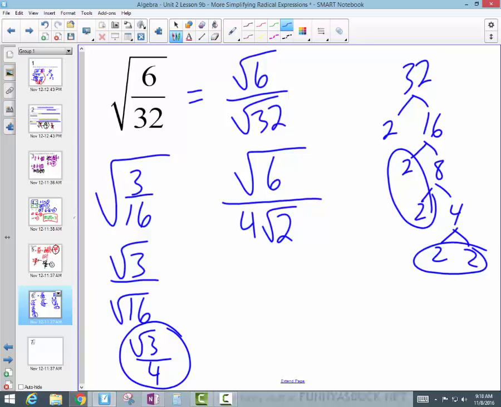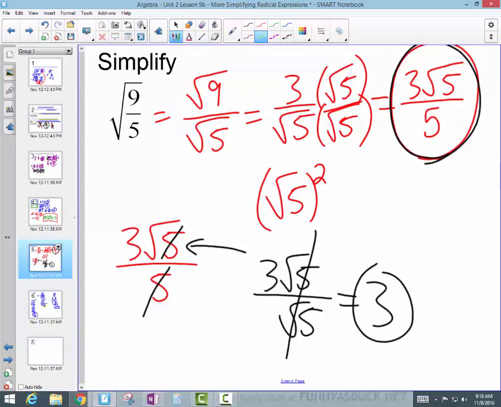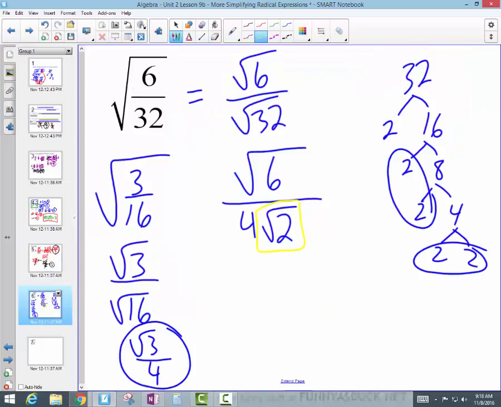Now here's the problem. We can't stop here. We have a square root of 2 on the bottom of our fraction. Can't have that. Well, how did we take care of that? If we wanted to get rid of the square root of 5 on bottom, what did we multiply top and bottom both by? We multiplied them both by the square root of 5. So I'm going to do the same thing here. I'm going to multiply this by the square root of 2, but if I do it on bottom, I have to do it on top.